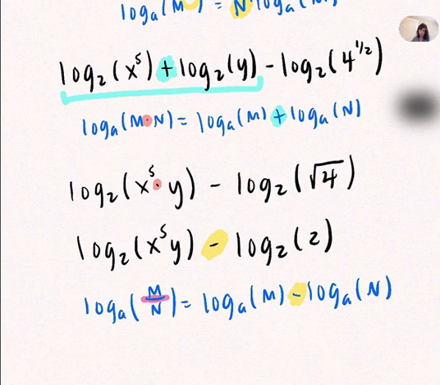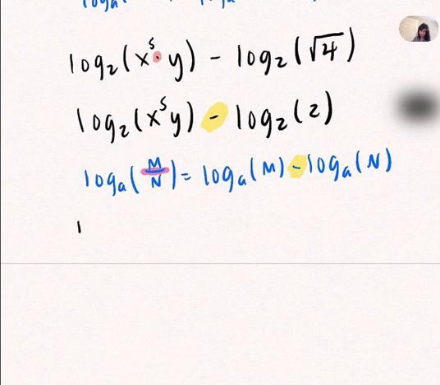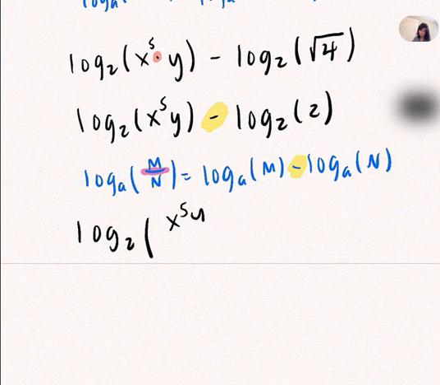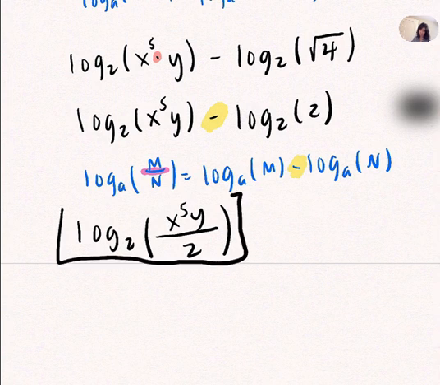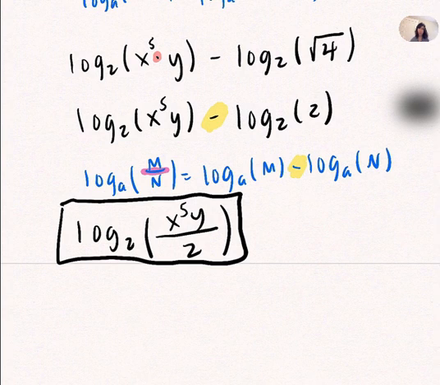So we can take what we have here and put it into a single log with x to the 5th times y on the top and 2 on the bottom. So I'm taking x to the 5th times y and then dividing by 2 and putting the two logs together. So in blue, I've shown you the property that I've used, and in black, I did the steps in case that part is not clear.